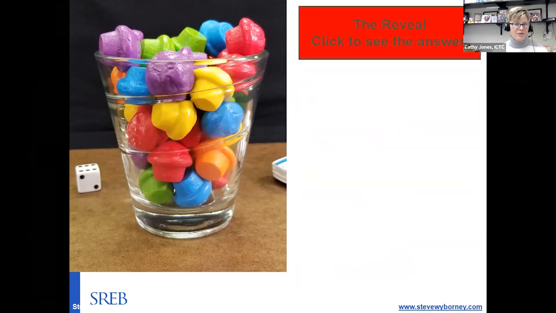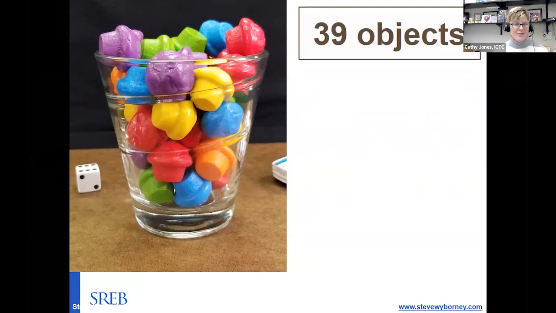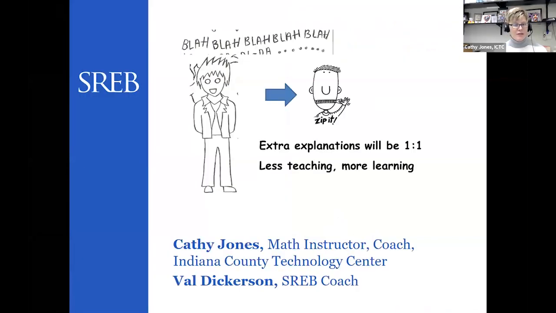So you guys ready for the answer, and we'll see how many of you got the right answer. The answer is that there are 39 objects in that glass. If you got the right answer, you get the gold star for the day. Now that we're all warmed up and energized, we're going to go on to our session.